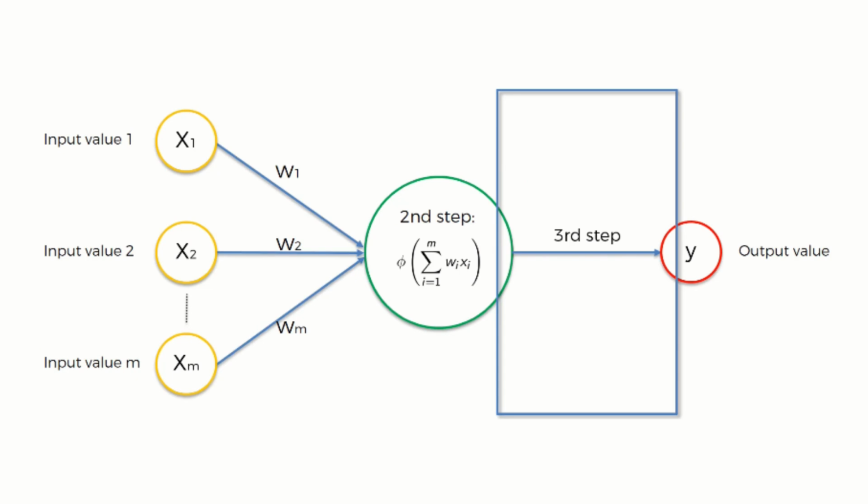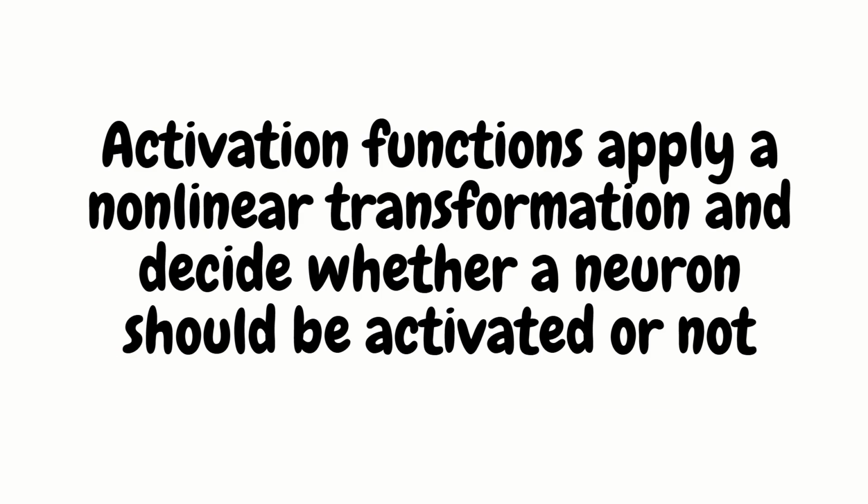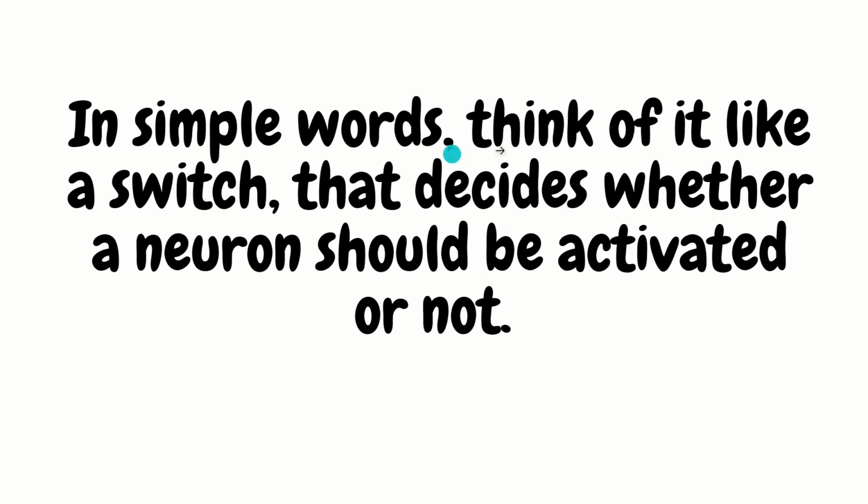So in today's video, we're going to talk about the activation function: what it is, and what different types of functions are available and their use cases. Let's get started. A basic definition: an activation function applies a nonlinear transformation and decides whether a neuron should be activated or not. That's why it's called an activation function. In simple words, think of it like a switch that decides whether a neuron should be activated or not.